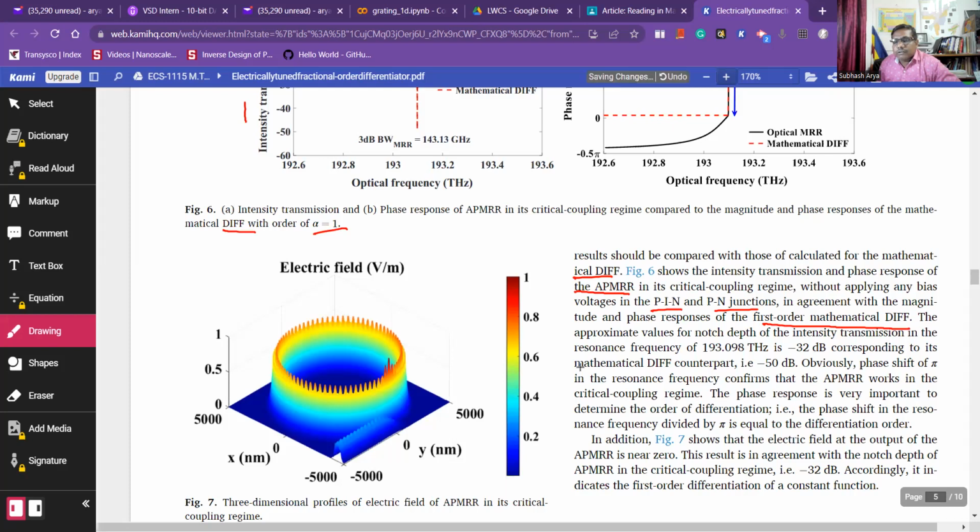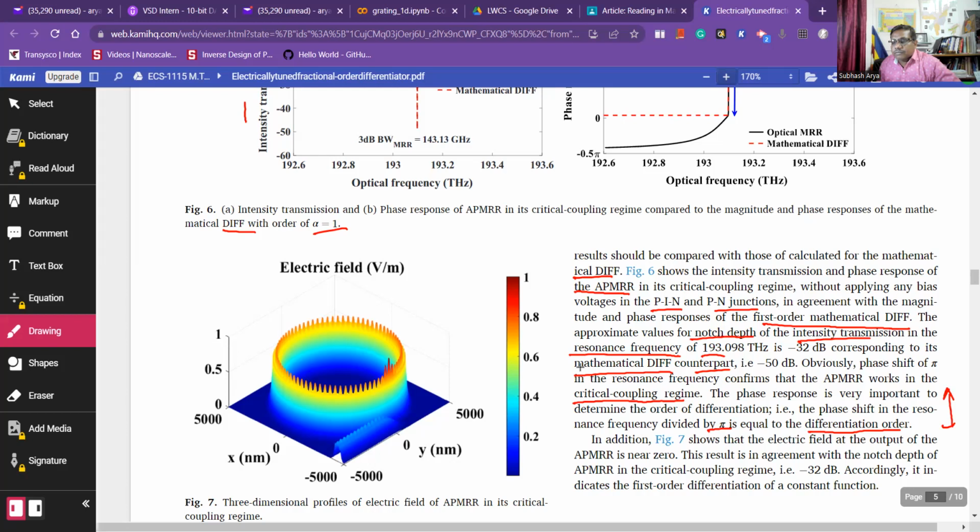The approximate value for the notch depth of the intensity transmission in the frequency response at 193.098 terahertz is minus 32 dB, compared to its mathematical differentiator counterpart, that is minus 50 dB. Obviously, the phase shift of pi at the resonance frequency confirms that the APMRR works in the critical coupling regime. The phase response is very important to determine the order of the differentiator, that is, the phase shift at the resonance frequency divided by pi is equal to the differentiator order. That is very important.